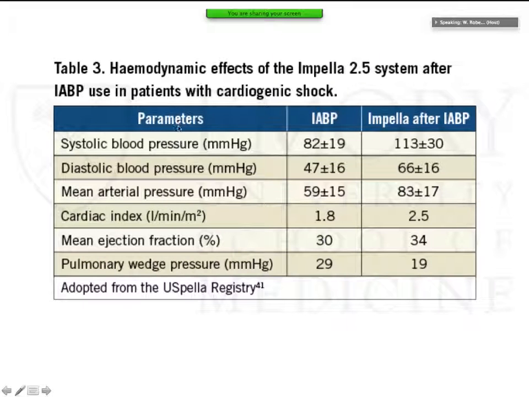A registry from the US Impella suggested that a balloon pump alone may not give you systolic augmentation as a combination of a balloon pump with Impella does. Your diastolic pressure may also improve, and the cardiac index will improve as well. So this patient did benefit. He actually got surgical revascularization and survived.